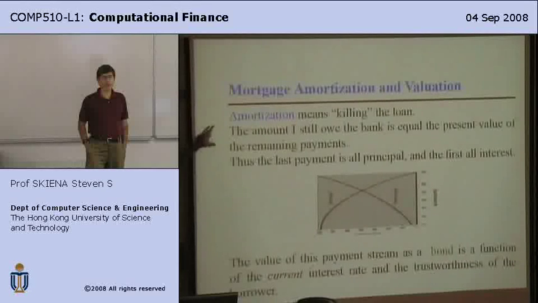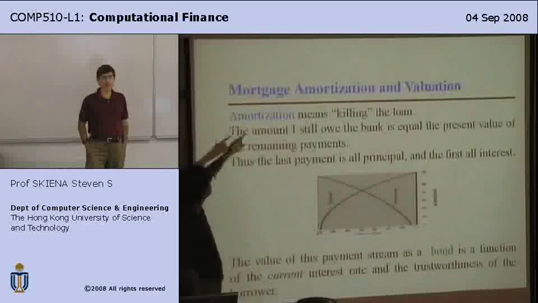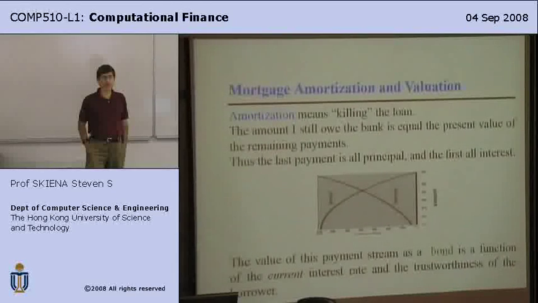Now, sometimes you hear the word amortization. Has anybody ever heard the word amortize, amortization? I find it an interesting word because of the derivation. The root is mort: mortality, mortgage. Mort has to do with killing, death, dying, mortality. When people talk about amortization, they mean killing the loan, the rate at which they're paying back their principal.